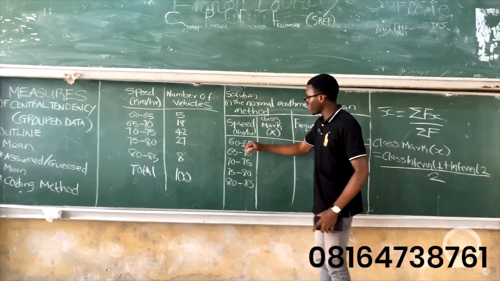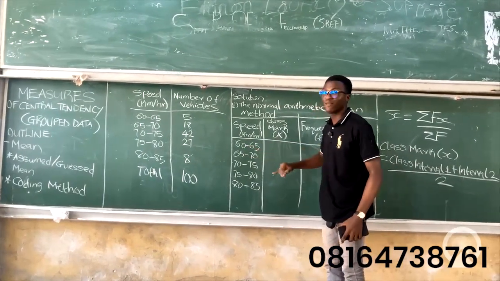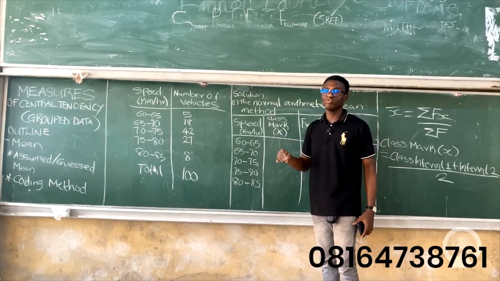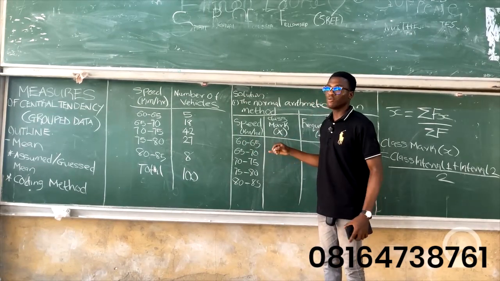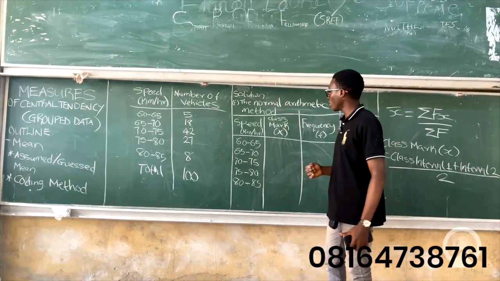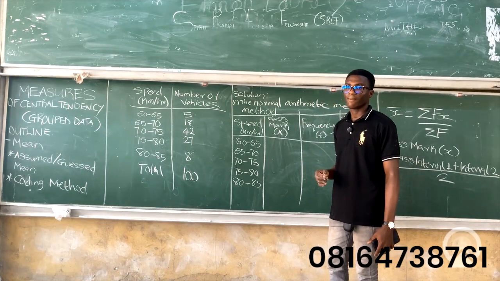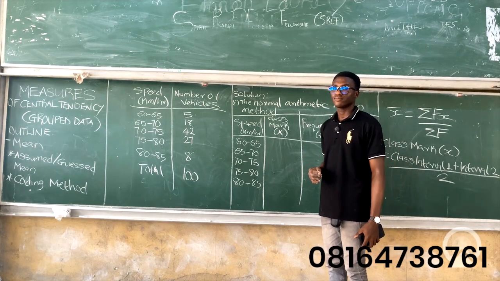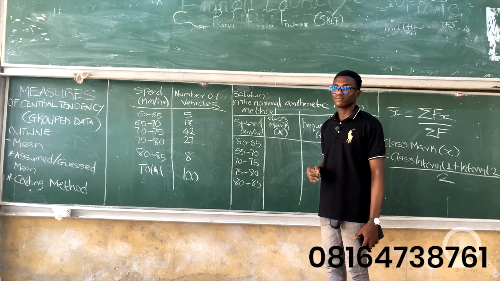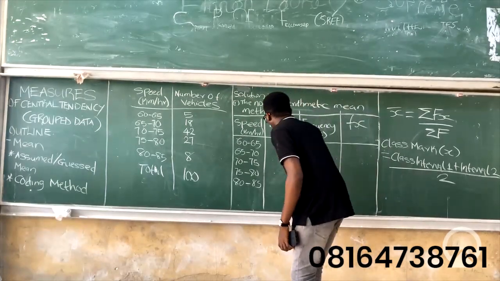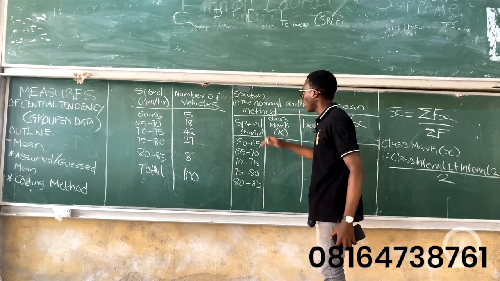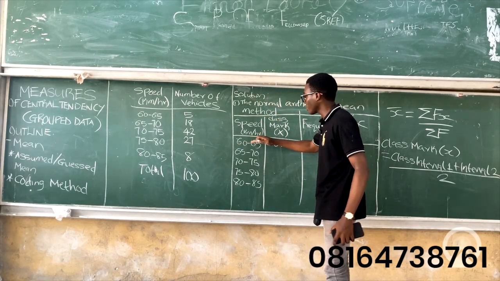So for this first class, which is 60 to 65, we simply add 60 and 65 and divide it by 2. So 60 plus 65 divided by 2. What do we have as our answer? We have here our class mark as 62.5. You can think of this as the average of this particular class interval.